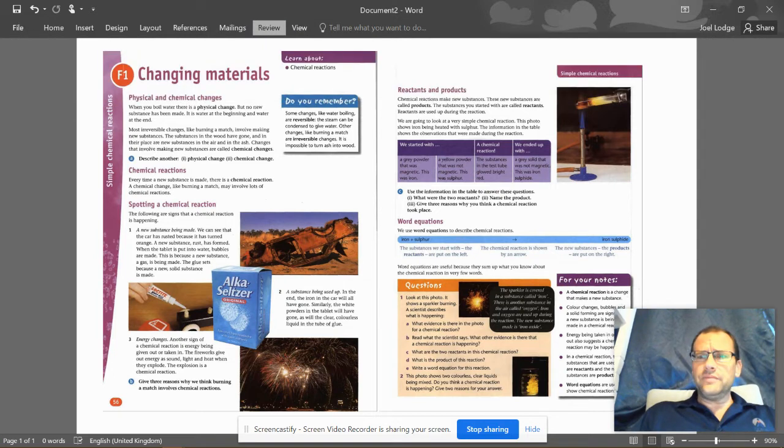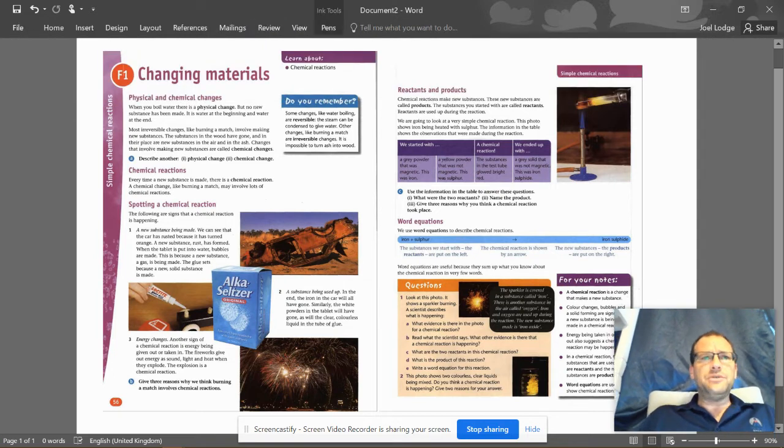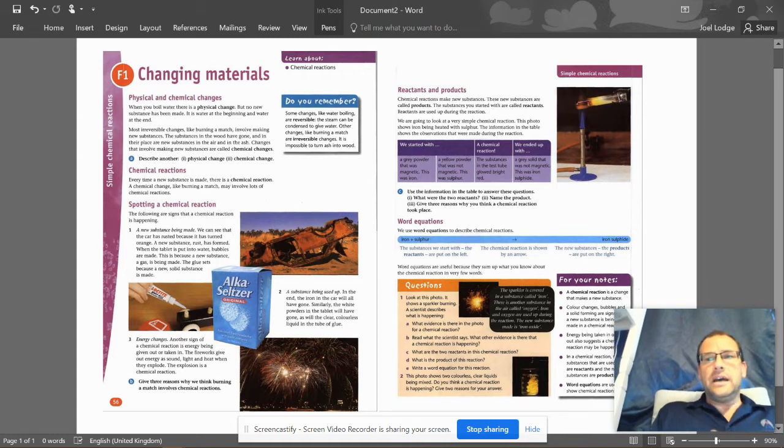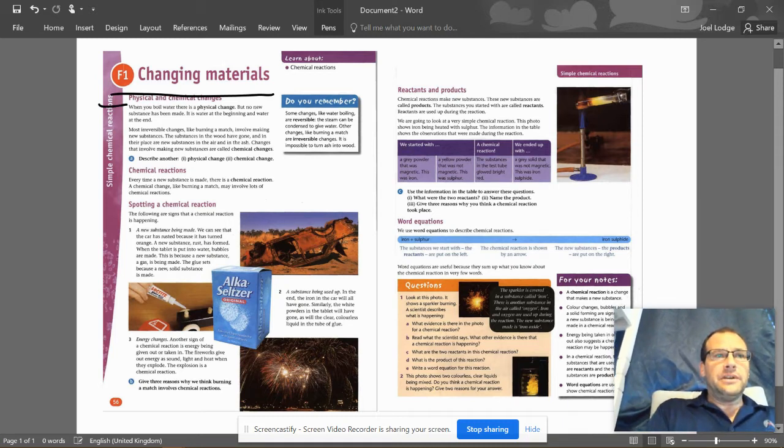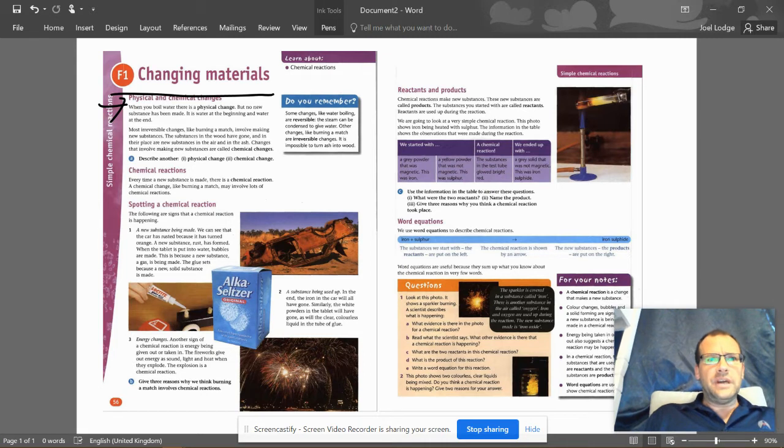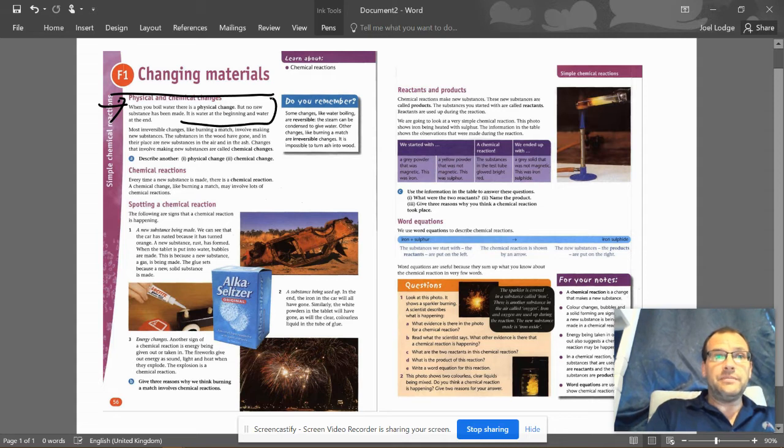So just a few notes for you. As we start the lesson, in your notebooks, I want this recorded. So, title, changing materials, and we're looking at physical and chemical changes. First of all, we should define what a physical change is. So, this box here, write that down because that's going to be what a physical change is.